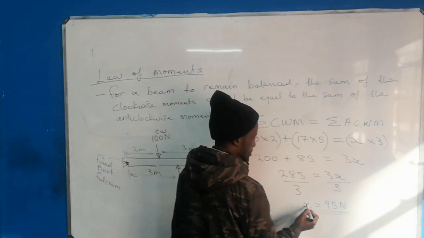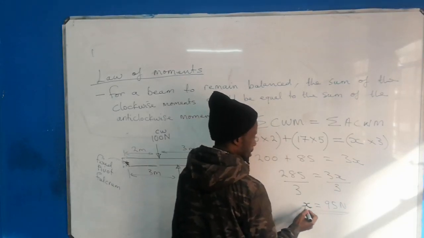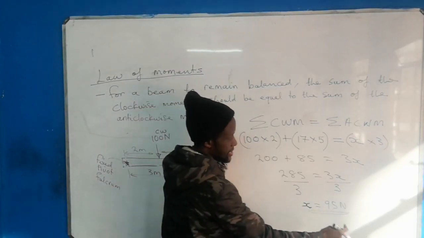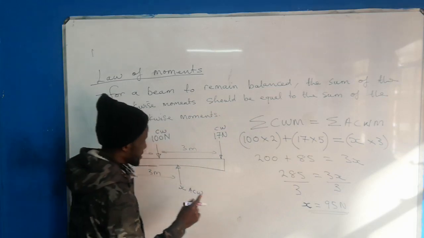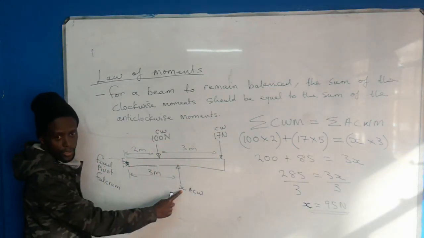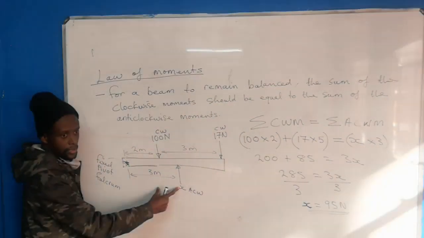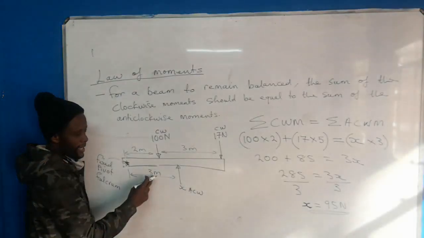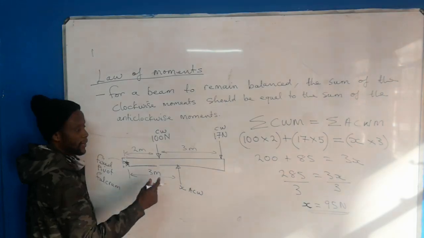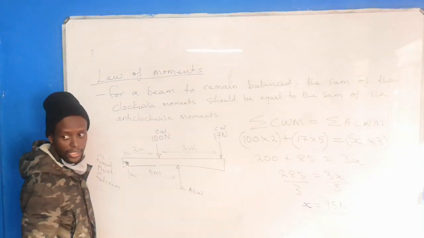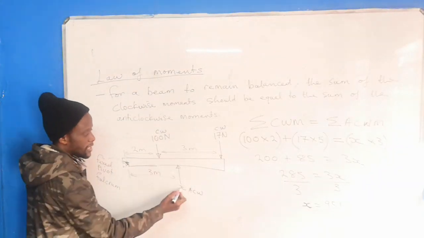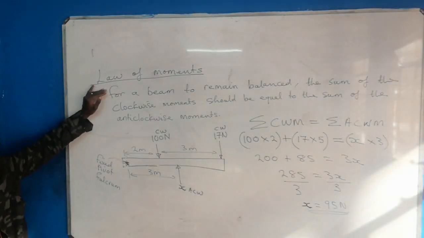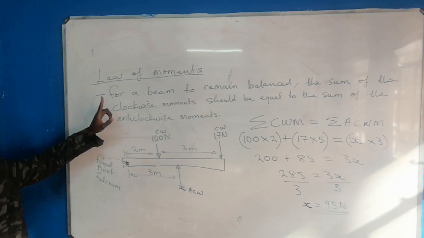Now this x is not Newton meters, it's just newtons, because x is just a force, it's not the moment. If I multiply 95 by x by 3, that's when I'll get Newton meters. I hope we get that. What we are calculating for is a force, even though we are using what? The law of moments, but we are calculating for a force.